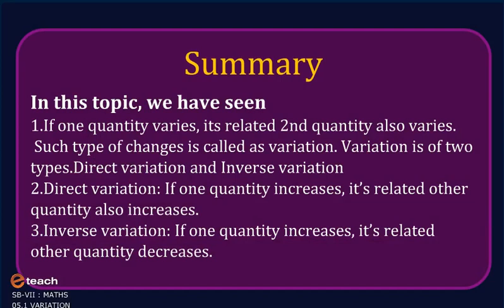Summary. In this topic, we have seen, first, if one quantity varies, its related second quantity also varies. Such type of changes is called variation. Variation is of two types, direct variation and inverse variation. Second, direct variation: if one quantity increases, its related other quantity also increases. Inverse variation: if one quantity increases, its related other quantity decreases.